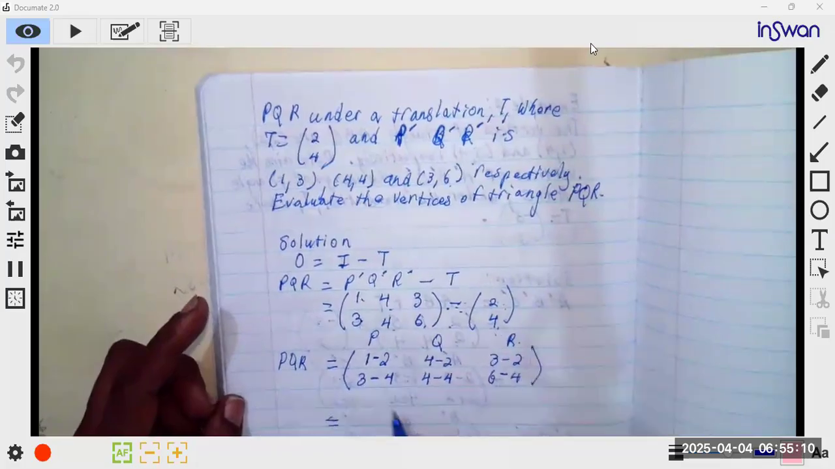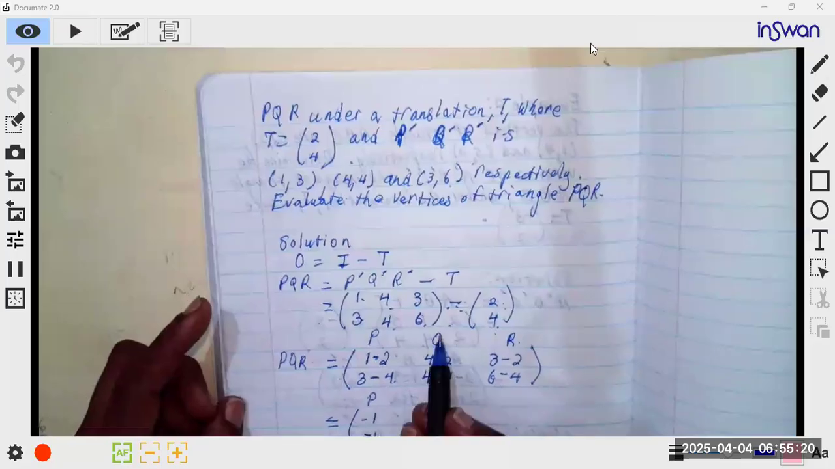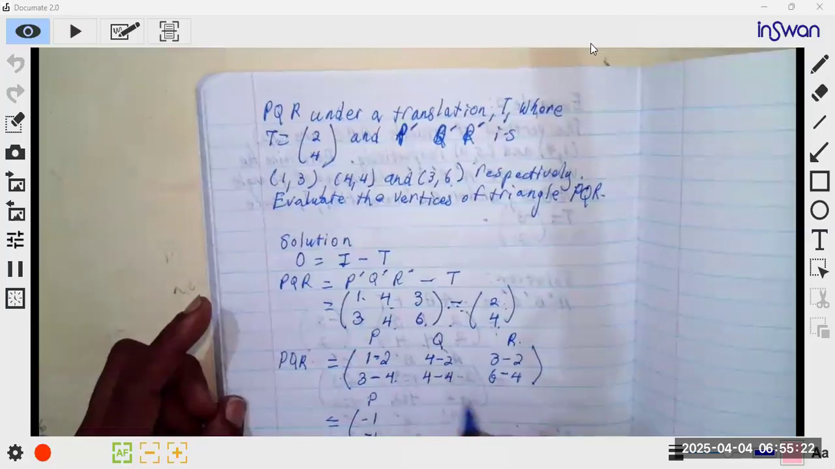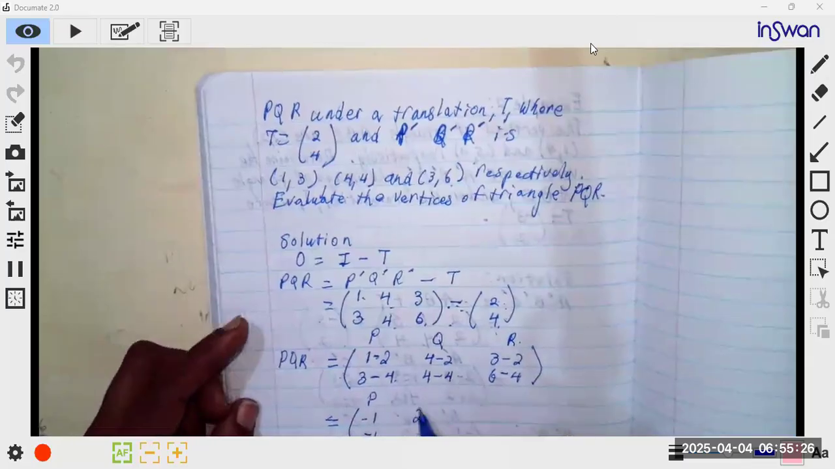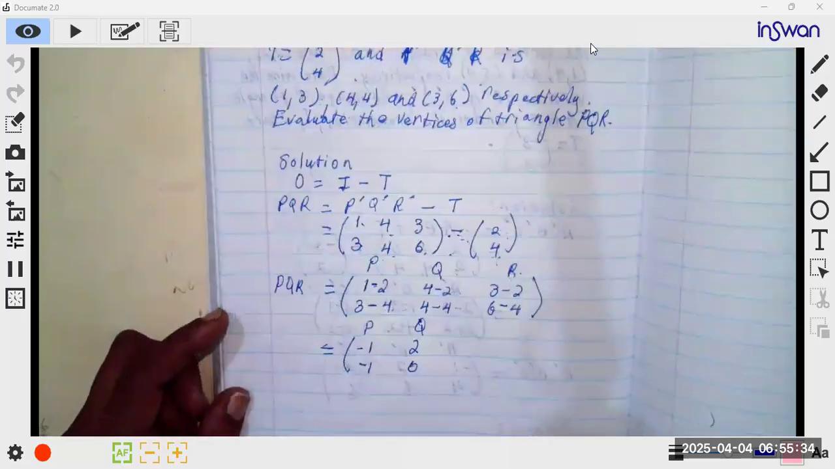So therefore now your final answer will be P: 1 take away 2 is minus 1, 3 take away 4 is minus 1. Q: 4 take away 2 is 2, 4 take away 4 is 0. Miss, you can push the book a little bit up so I can see. Right, you seeing it now?